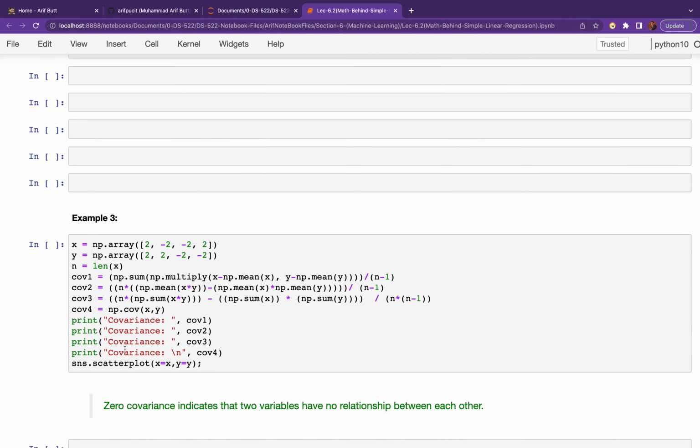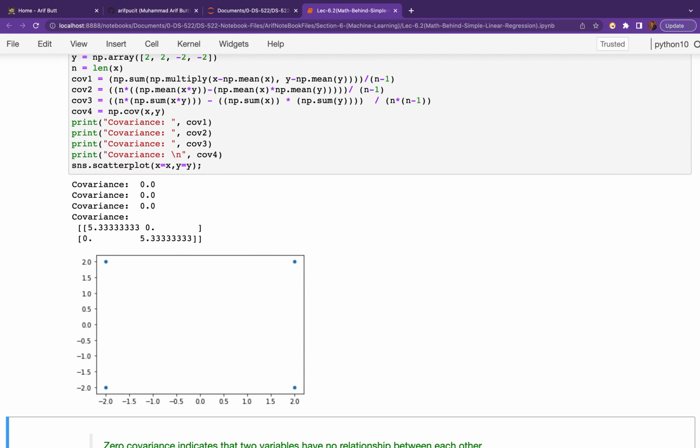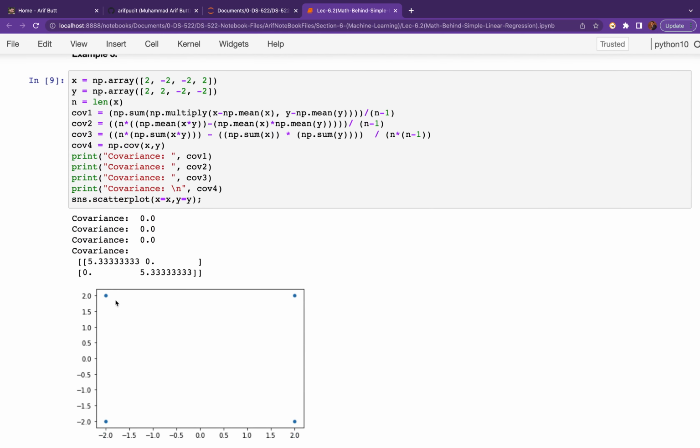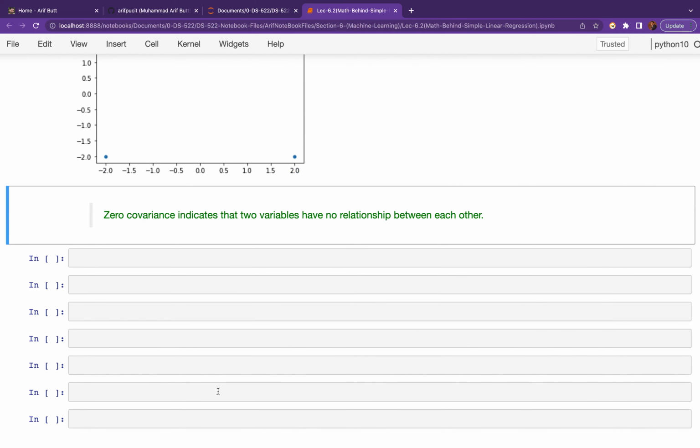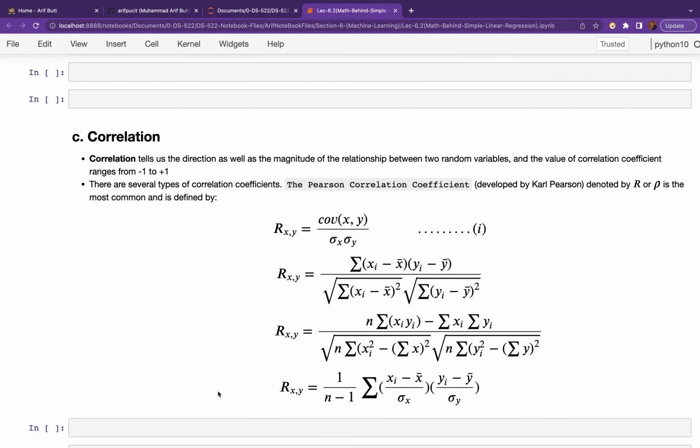And finally, this third example shows just four paired observations. Let me execute this. These four paired observations are in the four corners of the world, having zero or weak covariance. I hope covariance is clear to you. Let me move ahead and talk about correlation now.